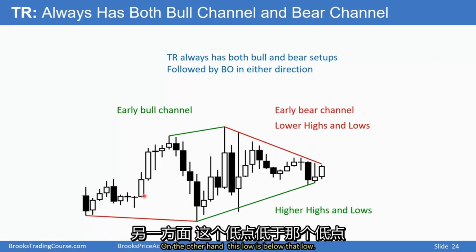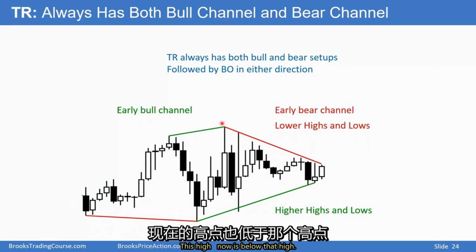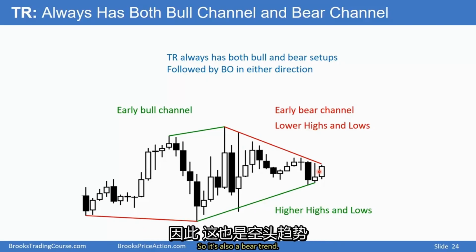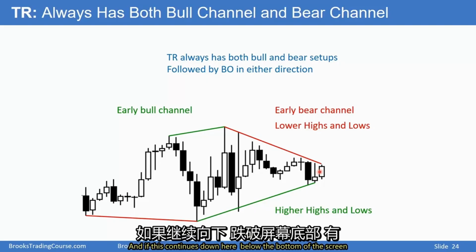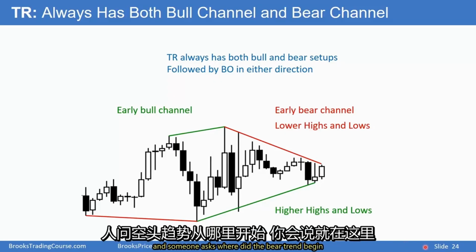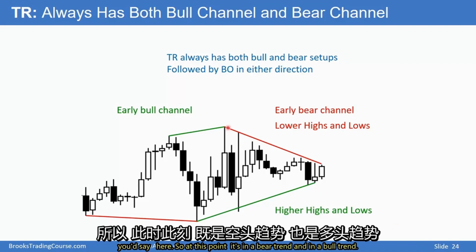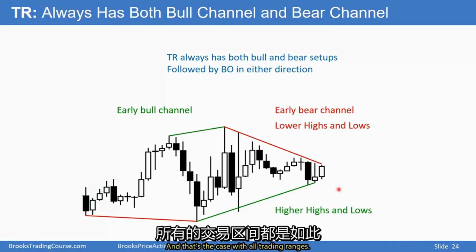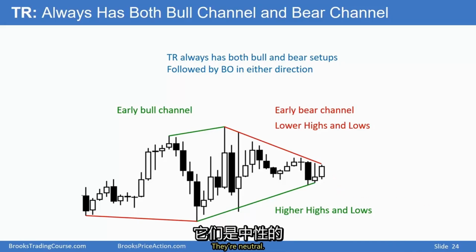On the other hand, this low is below that low. This high right now is below that high. So it's also a bear trend. And if this continues down here, below the bottom of the screen, and someone asks where did the bear trend begin, you'd say right here. So at this point, it's in a bear trend and in a bull trend. And that's the case with all trading ranges. They're neutral. They have bullish properties, they have bearish properties. It's in breakout mode. Eventually, one side will win.